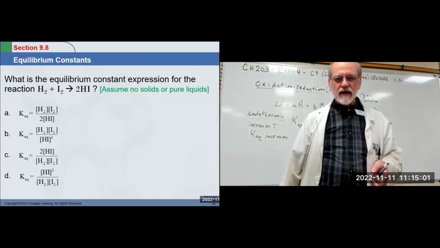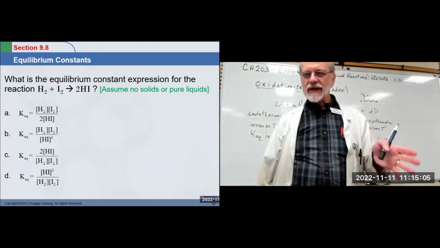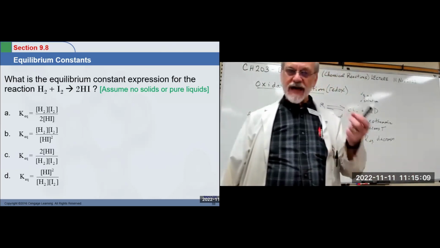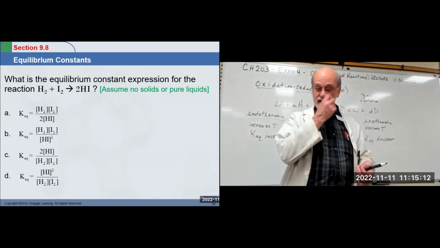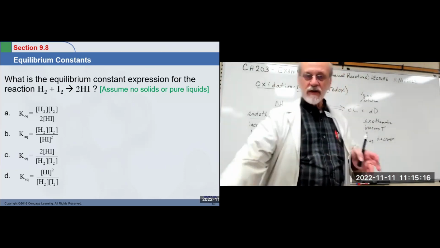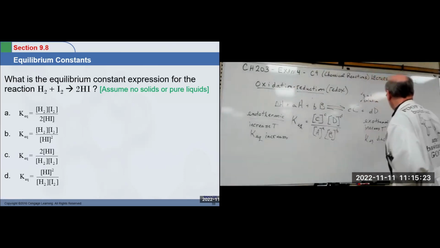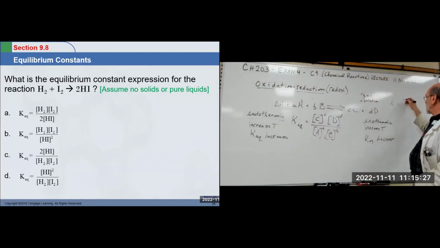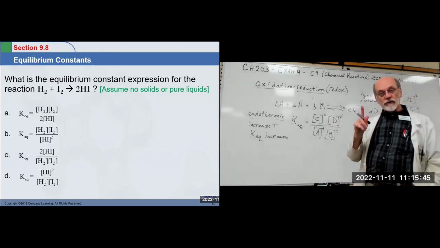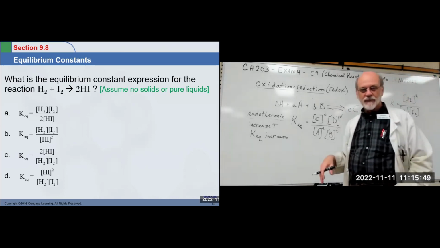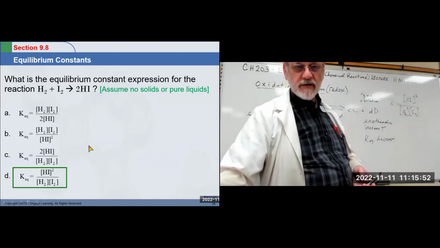All right, so here's an expression. Assume that there are no solids and no pure liquids in this reaction. We have hydrogen, iodine, and hydrogen iodide as the product. In that reaction, as given, H2 plus I2 yields 2HI. What would be the expression for that? Well, in the numerator, we need HI because it's a product. And we also need the coefficient as the power. And then the reactants are this and this, right? And the coefficient is 1 for each one of those, so it's the power of 1. So that would be the equilibrium expression for this reaction, right there.